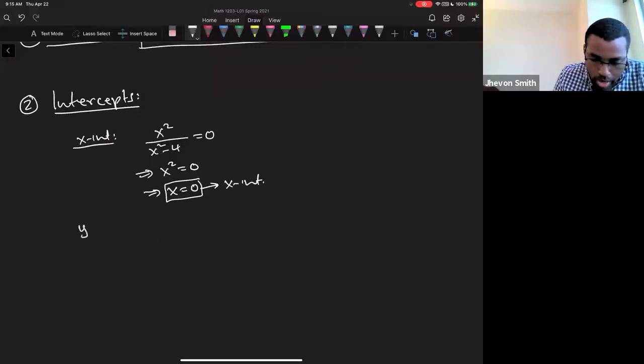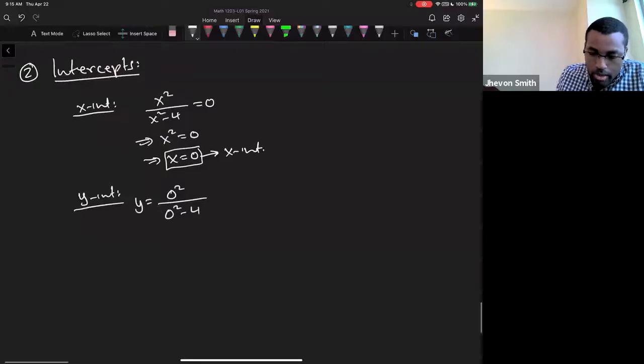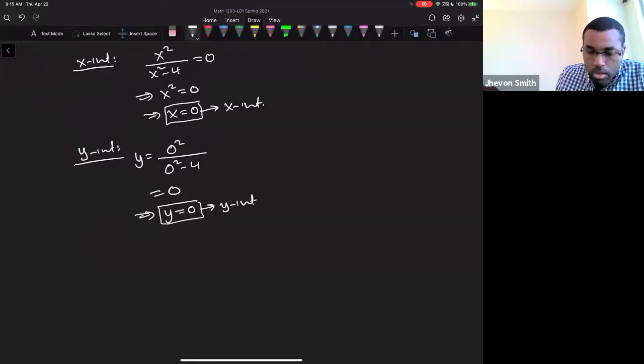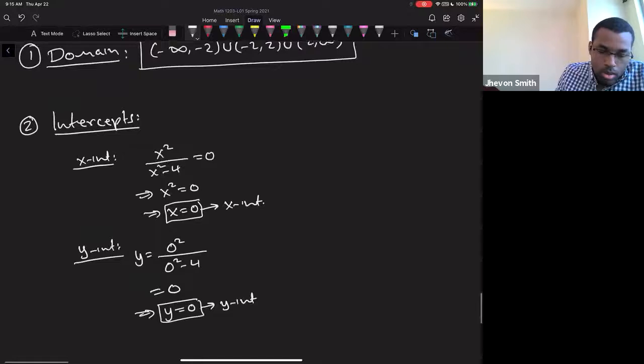The y-intercept. Right, here's where you set x equals 0. So this means you have 0 squared over 0 squared minus 4 is going to be your y, which is just 0. So you know that y equals 0 is your y-intercept. Okay.